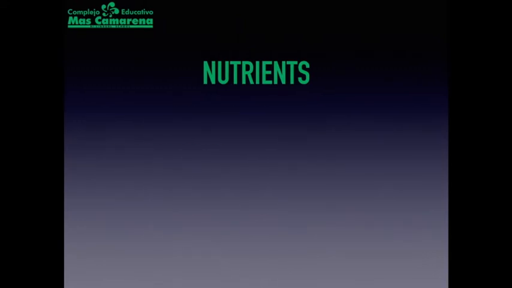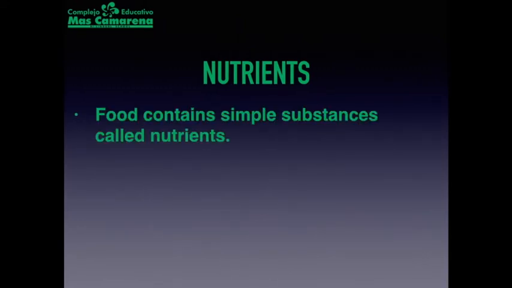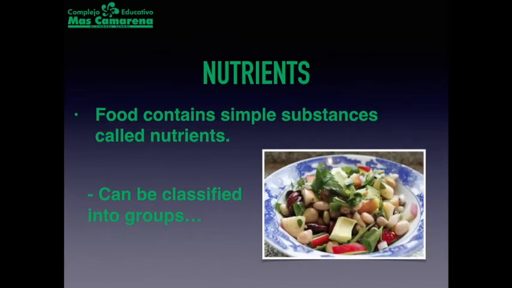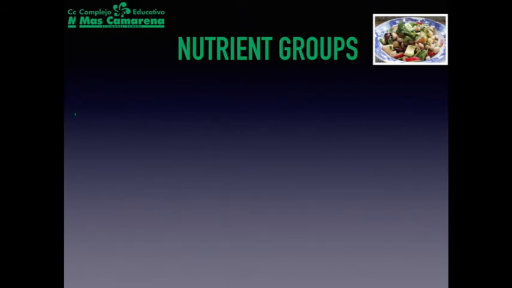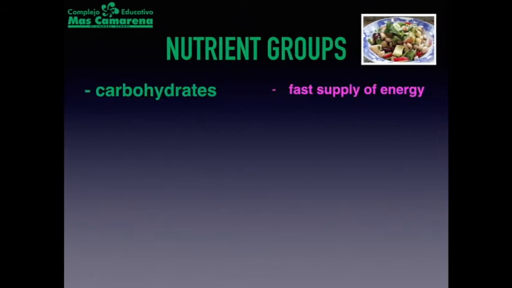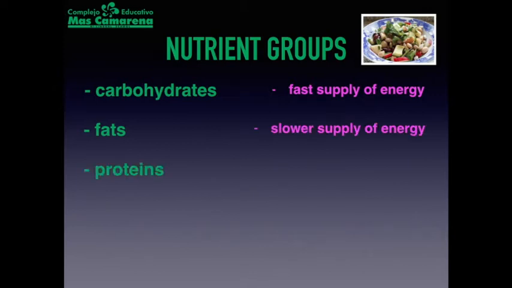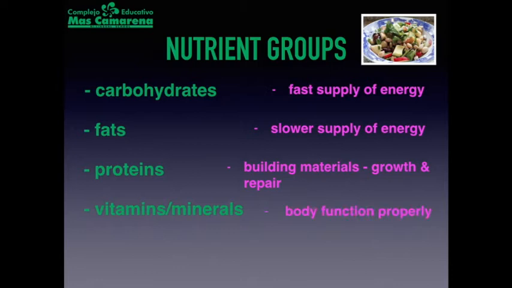Now, we've already talked about nutrients, and basically food contains simple substances called nutrients, and they can be classified into different groups. For example, we've got carbohydrates, which give us a fast supply of energy, fats, which give us a slower supply of energy, proteins, which are building materials for growth and for repair within our body. Vitamins and minerals provide us with the ability for our body to function properly, and water, which helps to transport nutrients and waste.